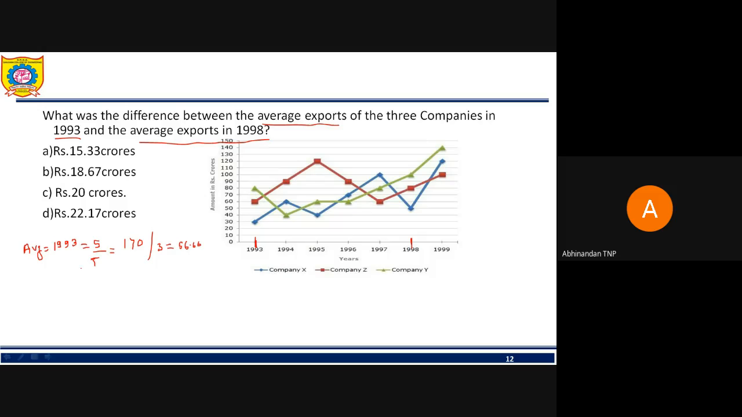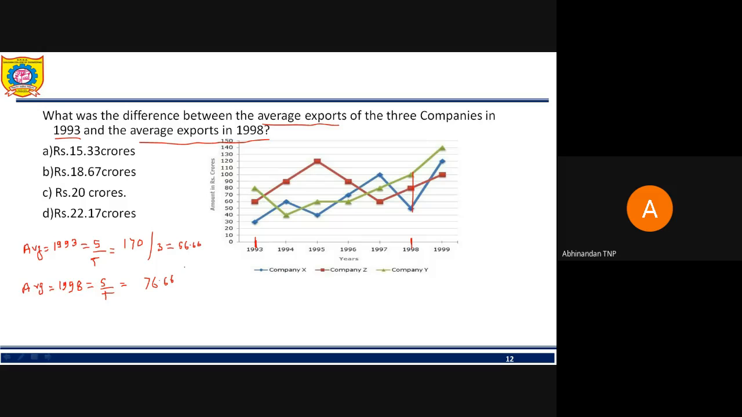Okay. Now next. Average in case of 1998. Again the same logic. Sum divided by total. Just you have to add this. 1998. So what are the values over here? 100 plus 80 plus 50, right, divided by 3. So it is 76.66.